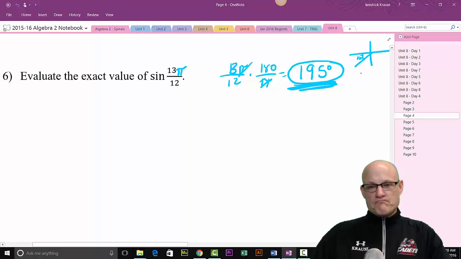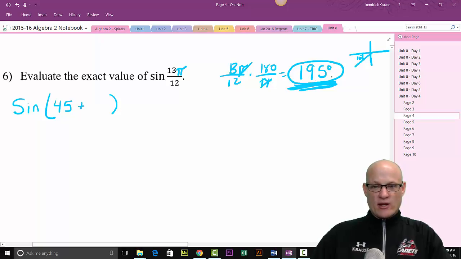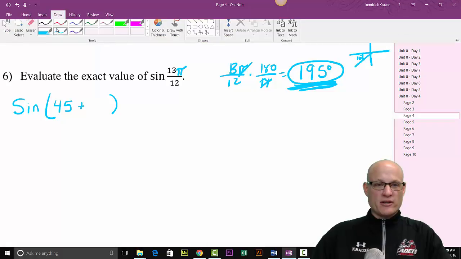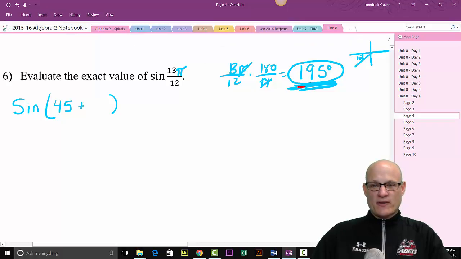Now, you got to think, what can I make to make 195? Well, I'm going to give you a little hint. If there's a 5 in it, one of the angles has to be 45. And we're going to add to that some other angle that will give me up here. So if I know I have to use 45, I'm going to subtract 45 and I get 150. But Mr. Krause, 150 is not one of our nice angles. We don't like that one.